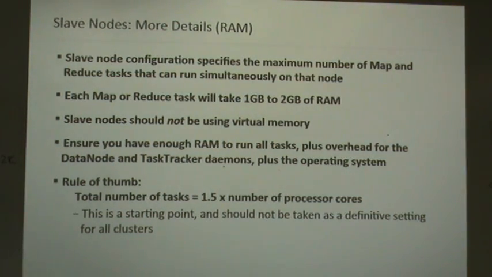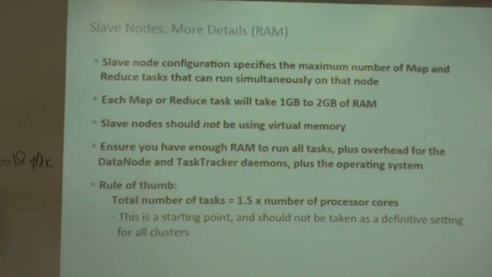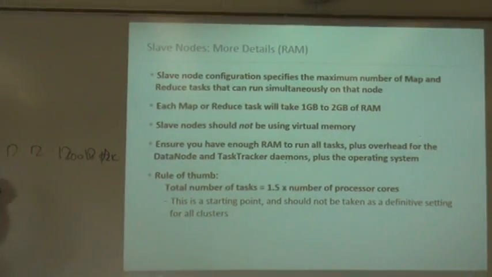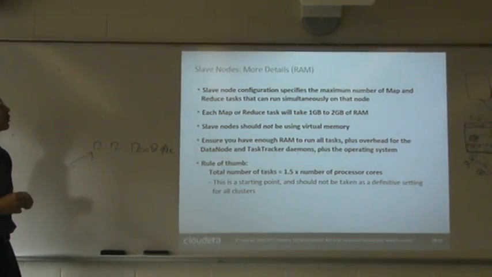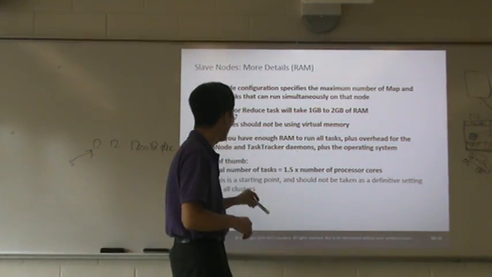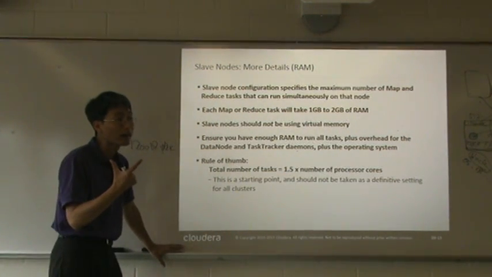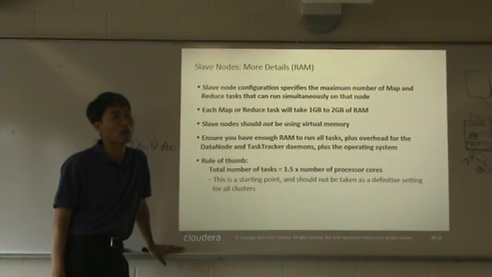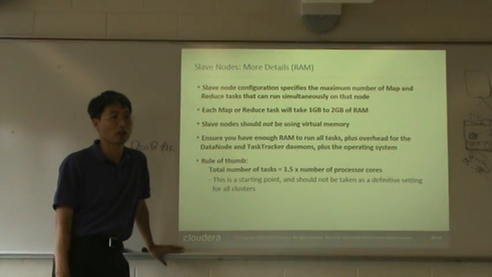However, it is not just a single job machine. In one machine, in one node or in your system, there might be several users and several jobs running at the same time. So you need to consider such a thing. This is just a rule of thumb. The idea of how to set up the tasks is the number of processor cores times 1.5, which means if you have quad core, you can run 6 jobs at the same time.